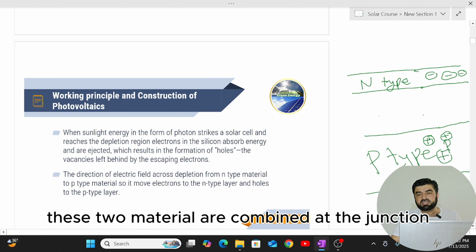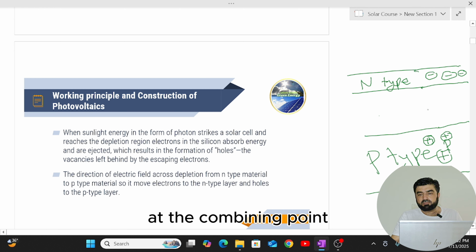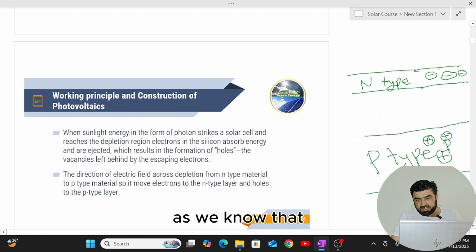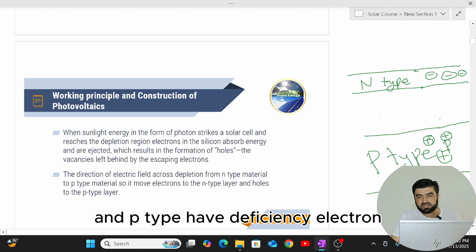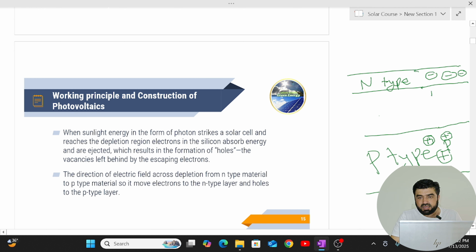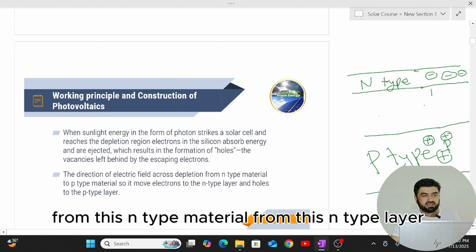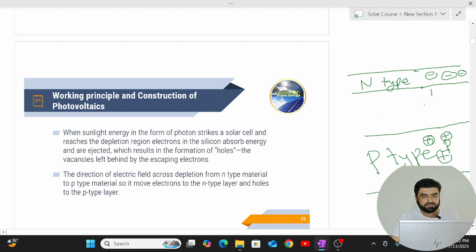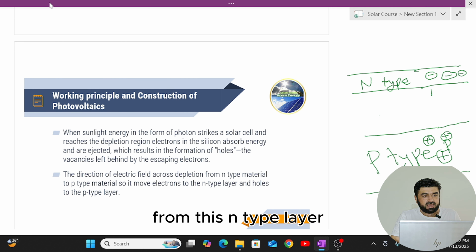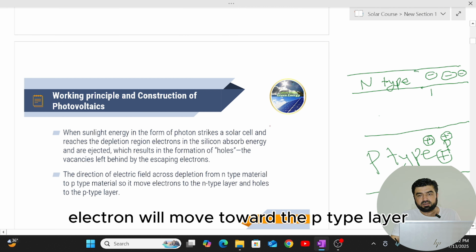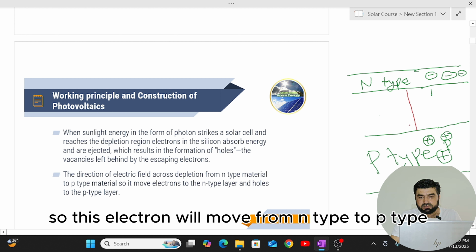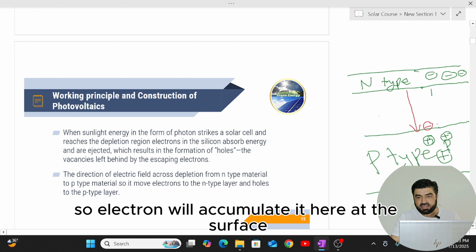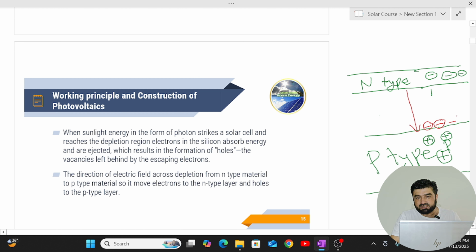So when these two materials are combined at the junction, as we know that N-type material has excess of electrons and P-type has deficiency of electrons, from this N-type layer, electrons will move toward the P-type layer. So electrons will move from N-type to P-type, and accumulate here at the surface, at the junction point.